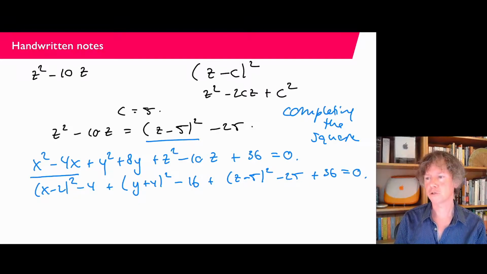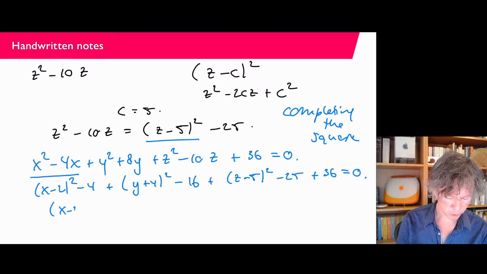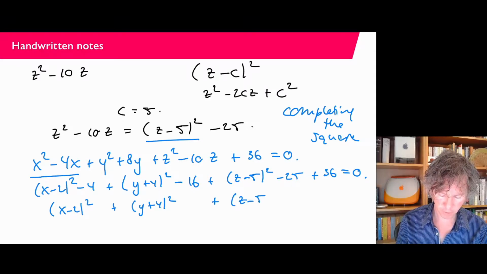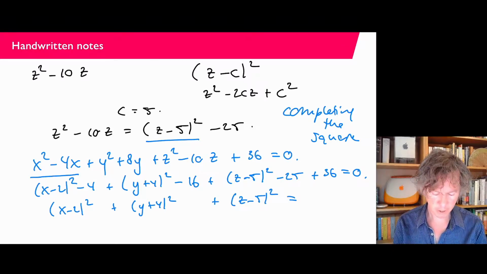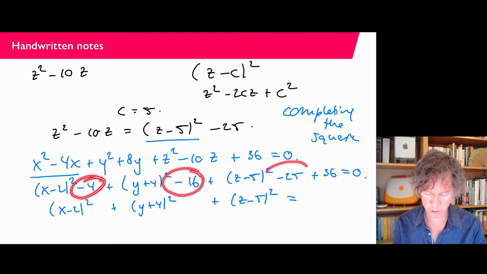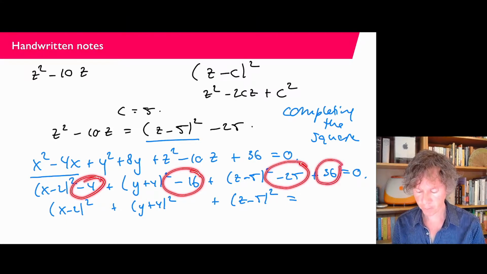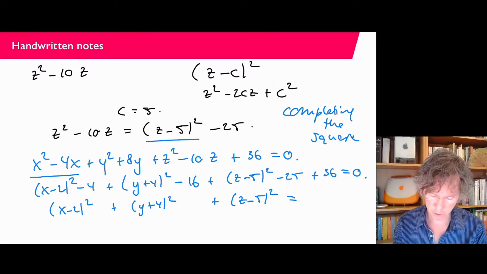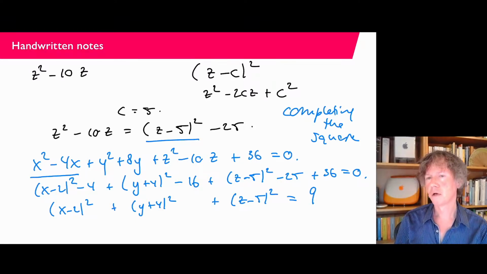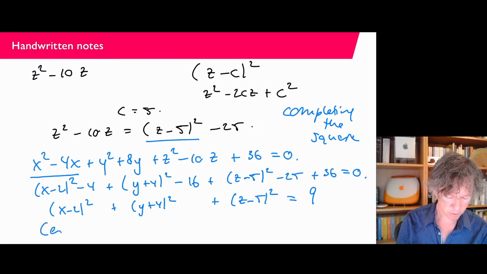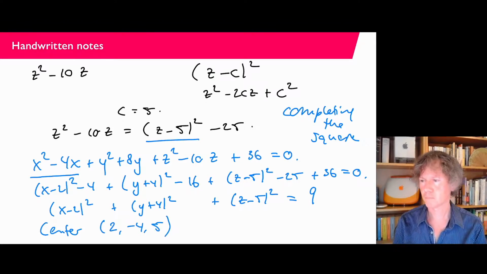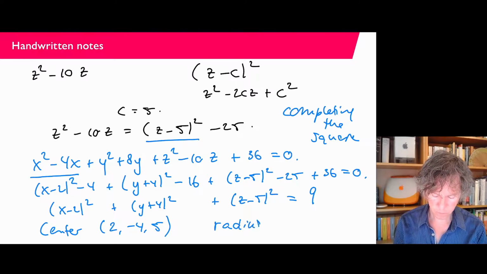And then we're in pretty good shape, as you see, because what we have now found is x minus 2 squared plus y plus 4 squared plus z minus 5 squared. All the constants I add together, so I have minus 4 minus 16 is minus 20, minus 25 is minus 45, plus 36 gives minus 9, and if I move that to the right hand side, I find a 9 here. So apparently what we have, this is the standard form for a sphere. We know that the center of the sphere is 2, minus 4, and 5. And the radius, r, is the square root of 9, is 3.